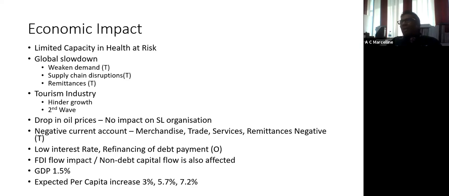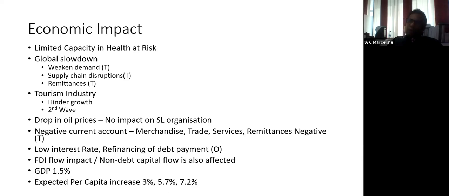Still, for all that positiveness, we still have a negative current account balance, because our merchandise trade has gone, our services we have lost, the remittances are negative. So we can't help it. On top of that, you can't go on to reduce the price and incur further losses. It's not possible to do that.